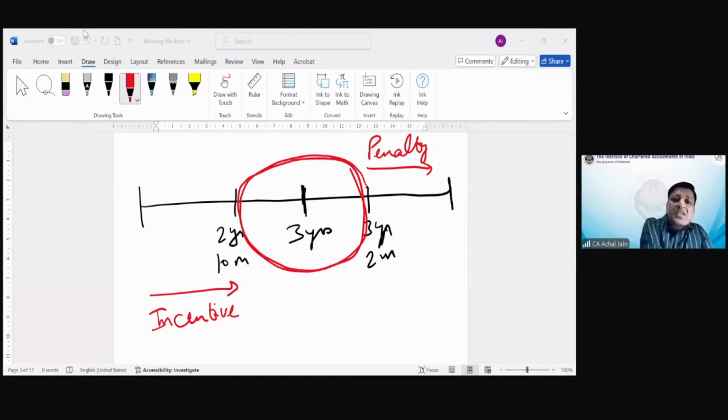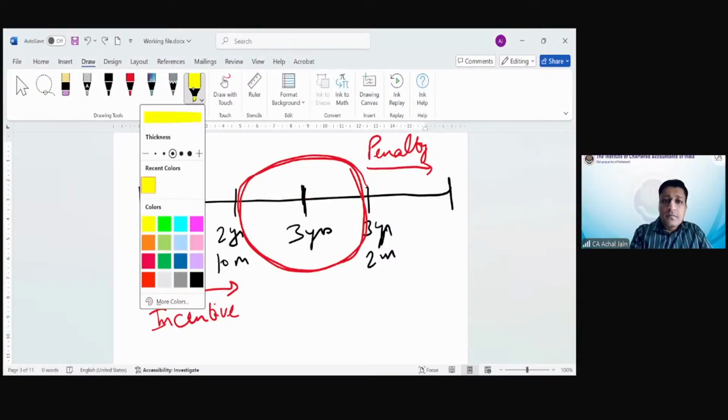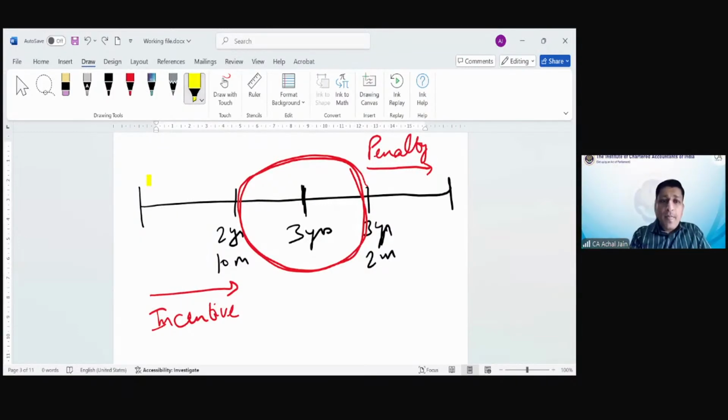Okay, so for this period, if you look at it, there will not be any penalty. At the same time, there will not be any incentive. Now, clear on this? Everyone clear on this? Yeah.